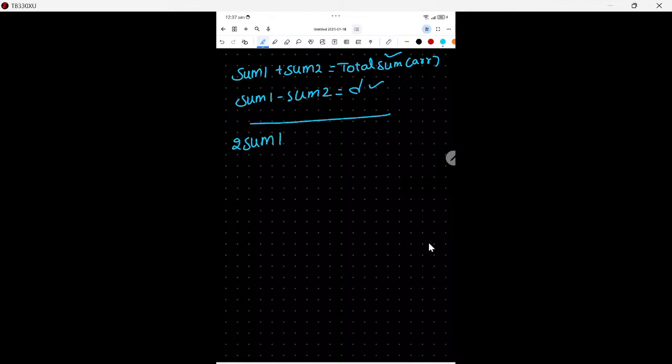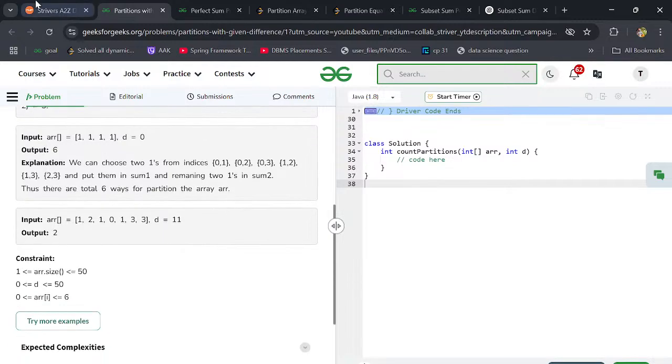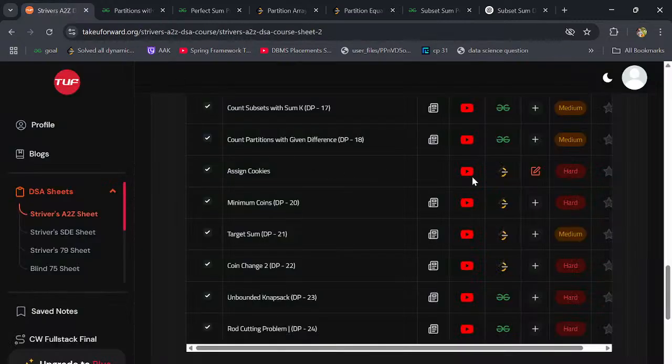Let's add it: 2 times sum1 equals total sum plus d, so sum1 equals (total sum plus d) divided by 2. This is the target you need to find. If I get this, then the difference between them is definitely d only. That's it. Got it? Yeah, got it.